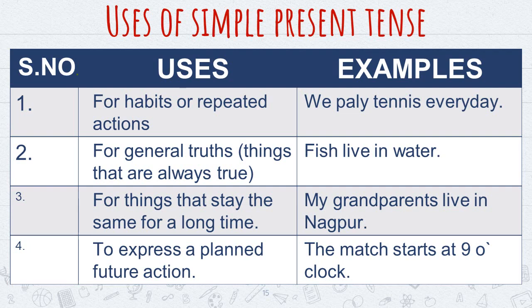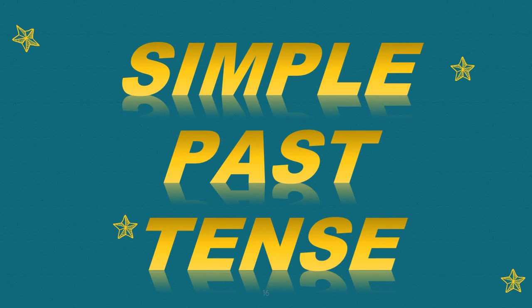Number 4, to express a planned future action. That means, the match starts at 9 o'clock. Means the future action which is already planned. Now, I am going to explain simple past tense to you.